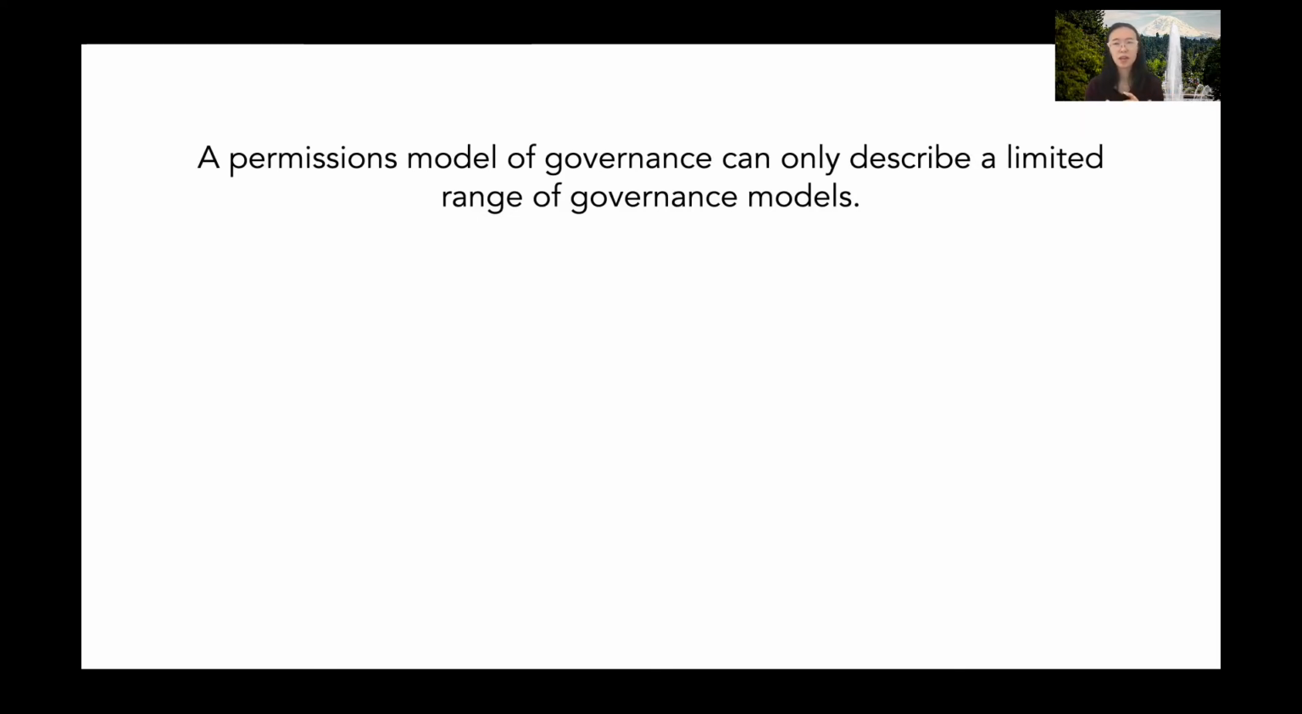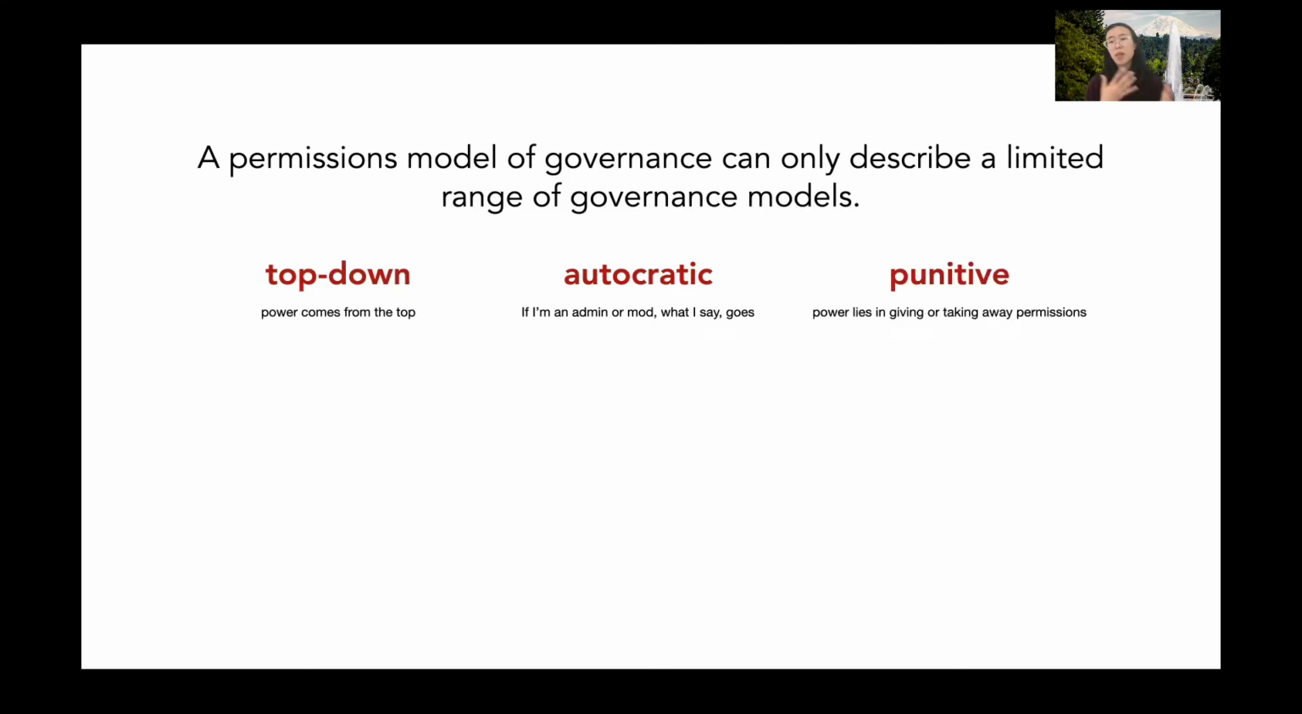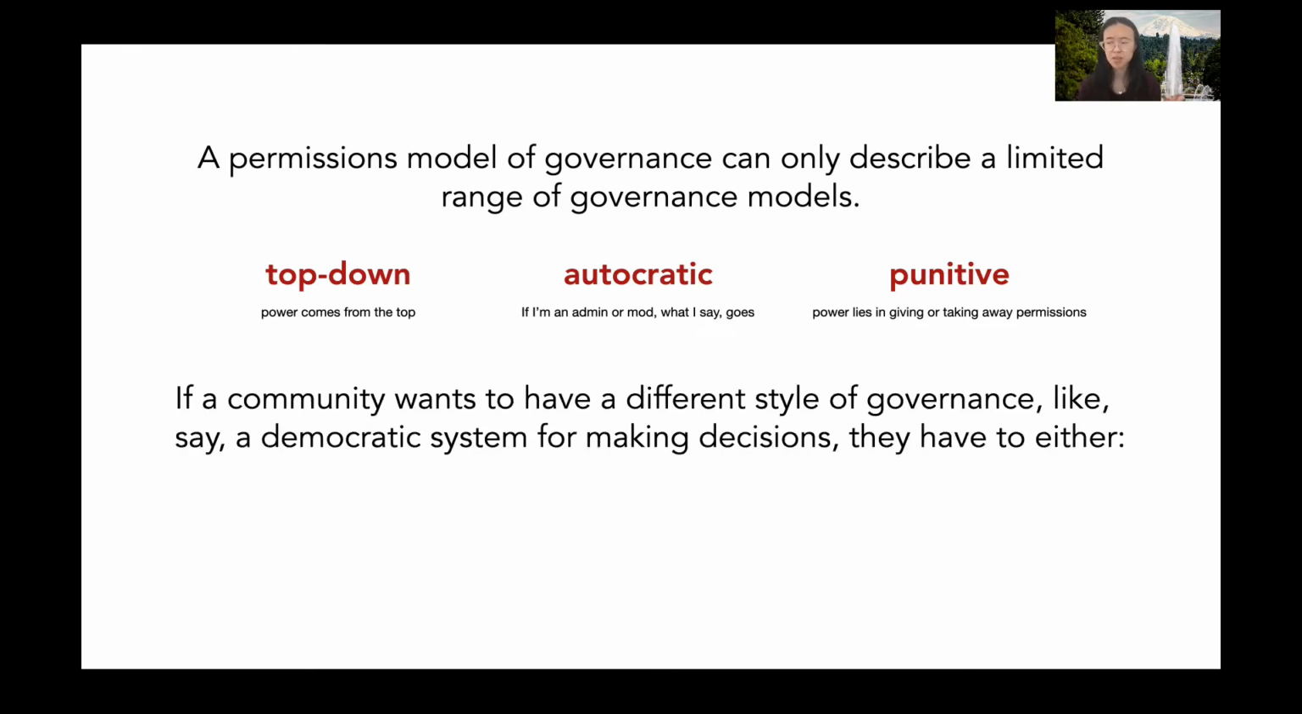And it turns out that a permissions model can only describe a limited range of governance out there. It's top-down, it's autocratic. So if I'm an admin or mod, what I say goes. And it's also typically punitive. So power lies in giving or taking away permissions from others. And when it comes to governance and looking around at our offline communities, our offline governments, there's actually a lot of other styles of governance out there. And maybe some of these other styles actually better embody the values that you might have as a community.